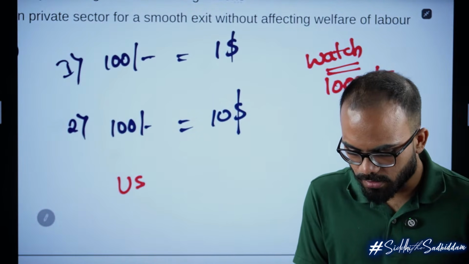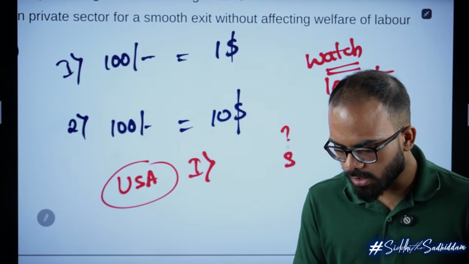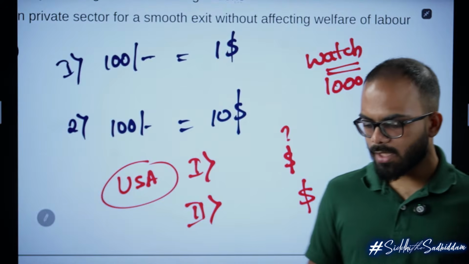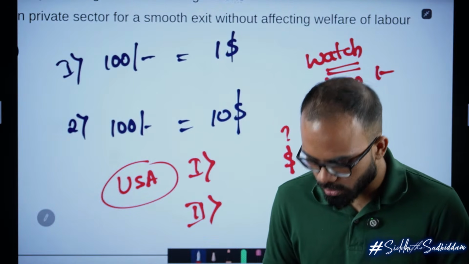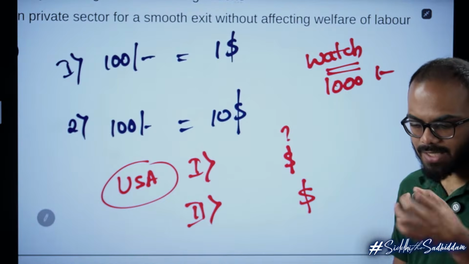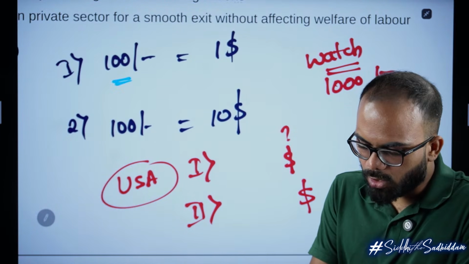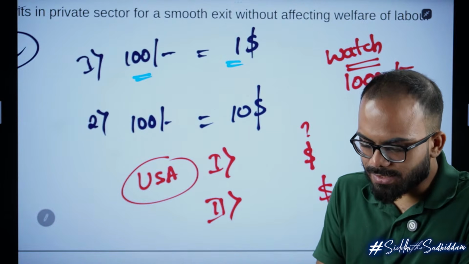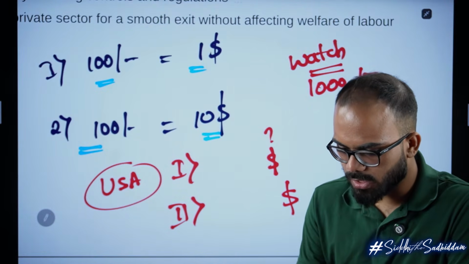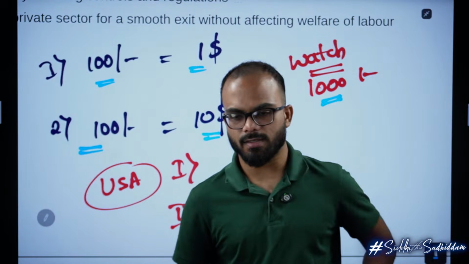So in USA, in case number 1, how many dollars would it cost? In case number 2, how many dollars would it cost? Please tell me. You guys are preparing for CGL, so you should be good at mathematics ideally. What is the cost? Please tell me what happens in both the cases. Case number 1, 100 rupees is equal to $1. Case number 2, 100 rupees is equal to $10. What is the price of this watch in India? You have to tell me 1, 2, right? Without that, I can't understand.